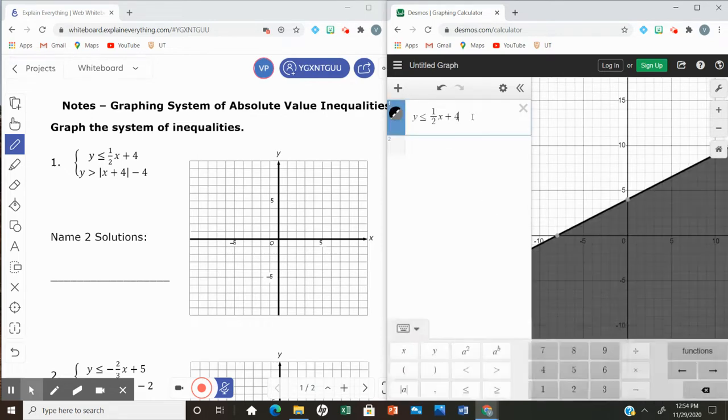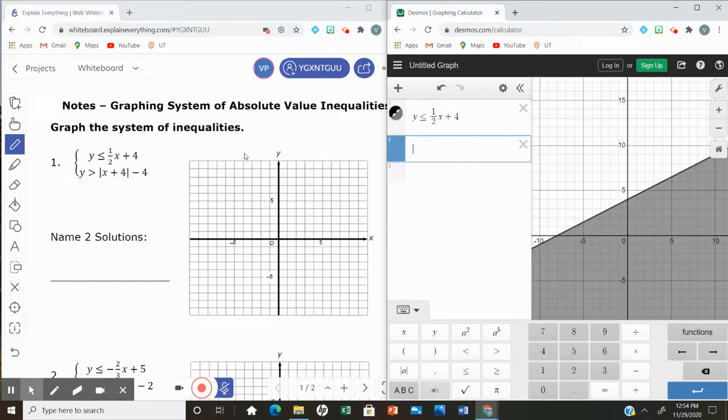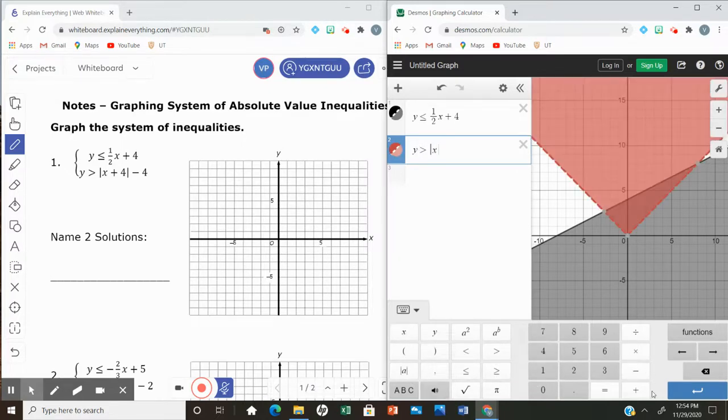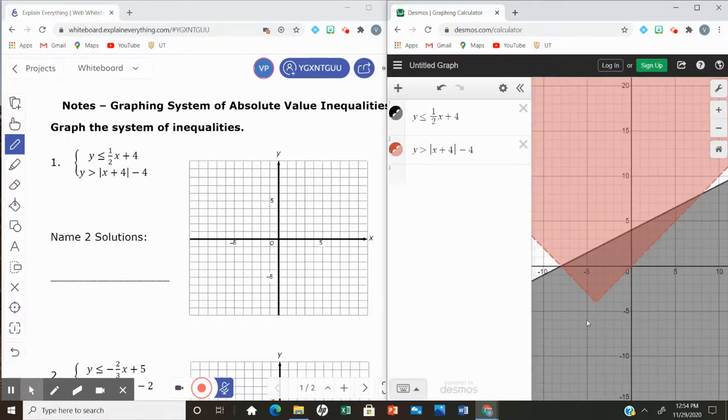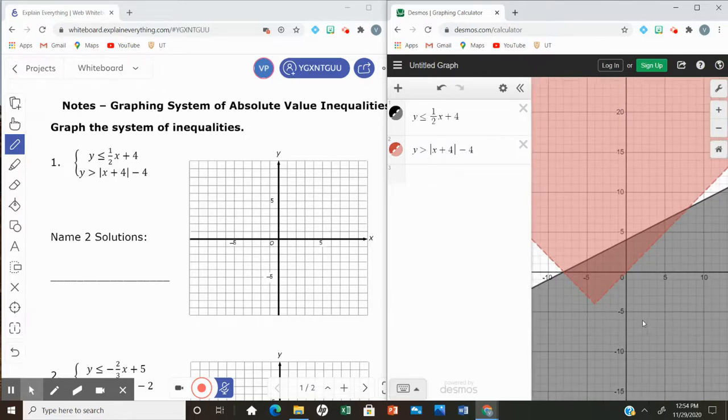and it is shaded below. So let's graph on entry line number 2 our second inequality. This time it's our absolute value inequality. So we want y is greater than, we're going to type the absolute value bars. We want x plus 4 inside. And remember to arrow to the right and put the minus 4 on the outside. Okay, let me move this around and we can zoom in, zoom out.